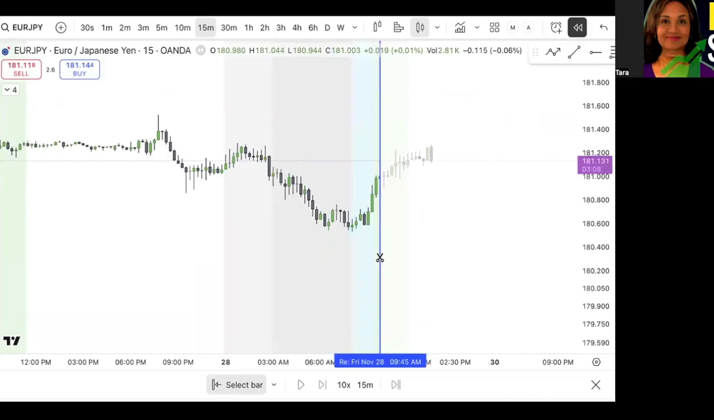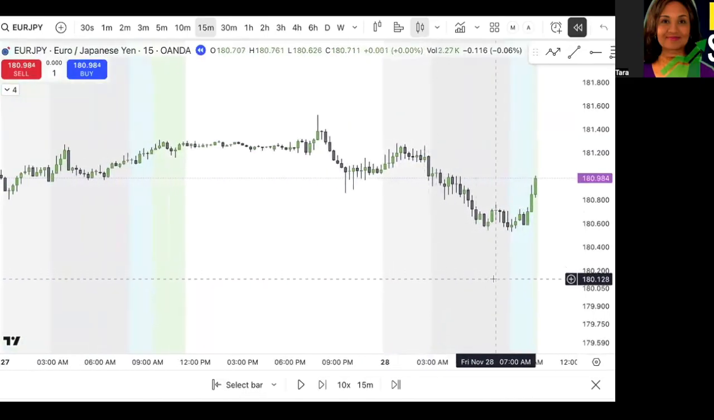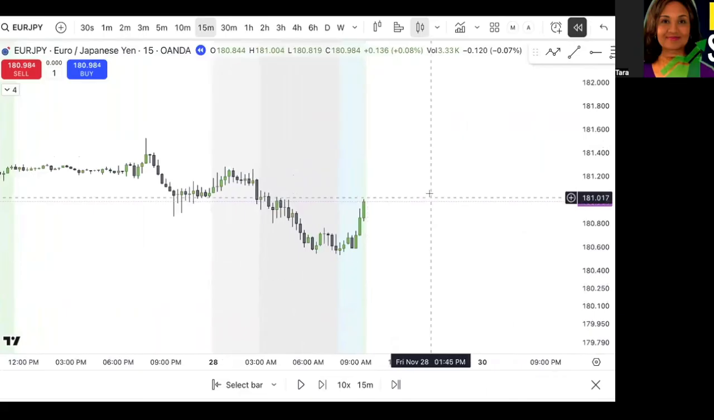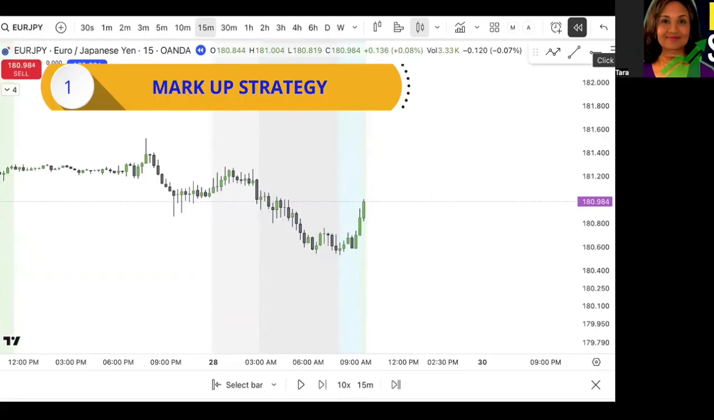And so what we'll do first is go ahead and find a place on the charts where we can start to mark it up. And we'll go ahead and stick with the current day, and we'll use a pair that doesn't involve USD since we are on holiday here in the US.